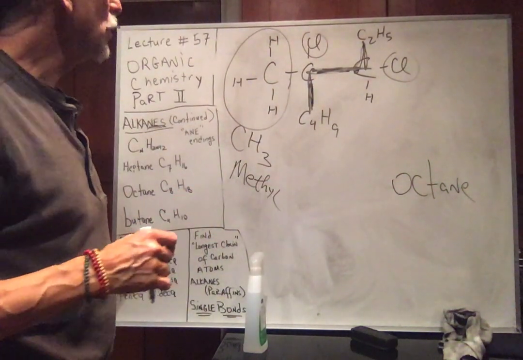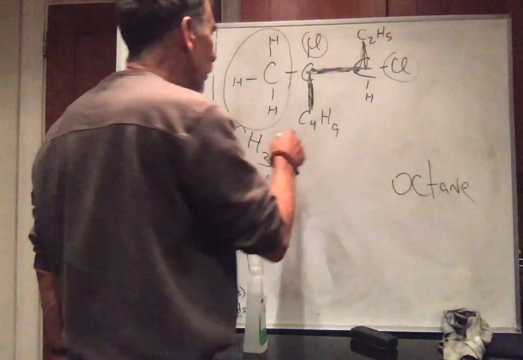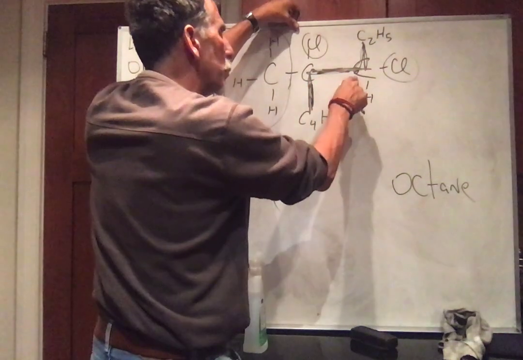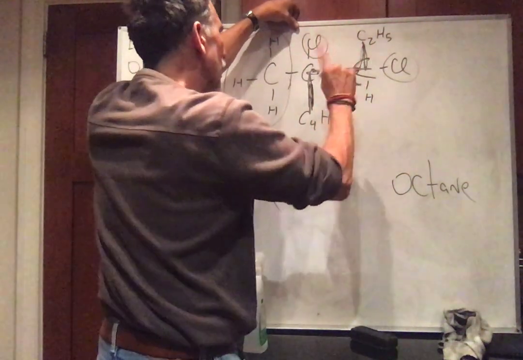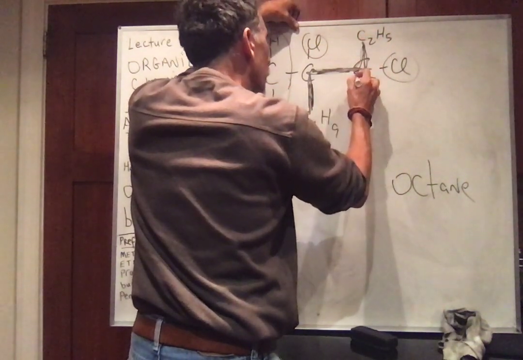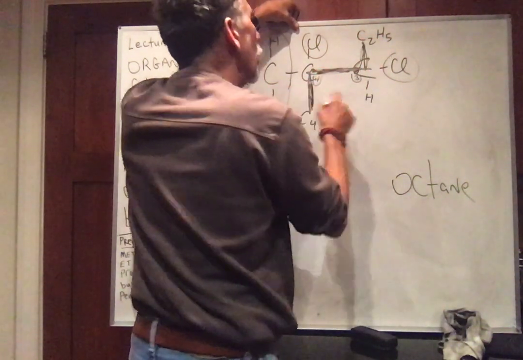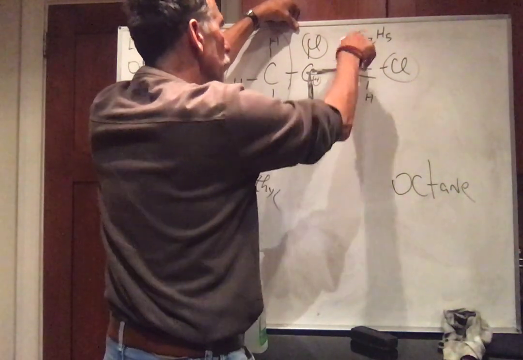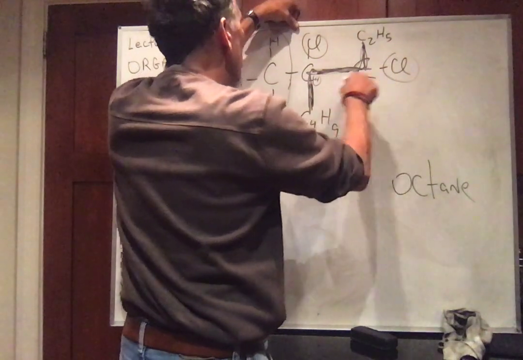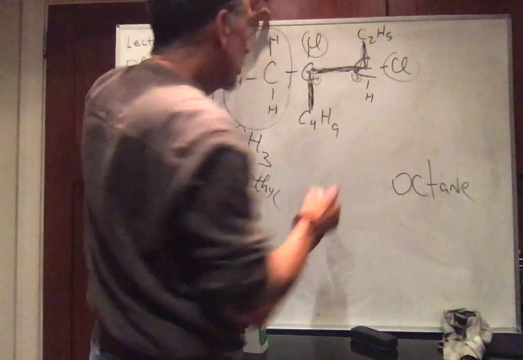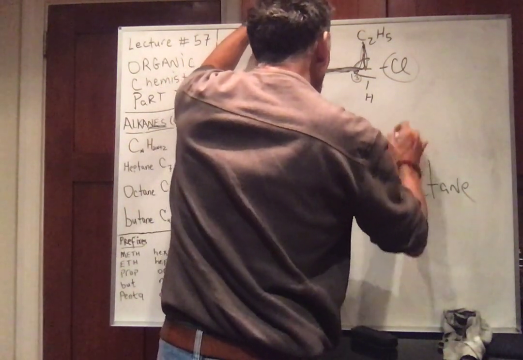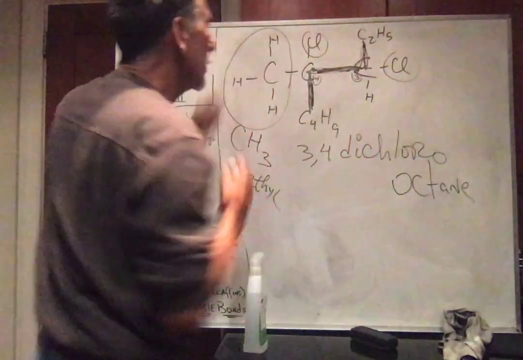So let's see, what do we have? Should I count from here? If I count from here, this would be 4, that would be carbon 5, carbon 6. I don't think so. I think I need to count from here. 1, 2, this would be carbon 3, this would be carbon 4. So on carbon 3, remember this is my chain, on carbon 3 I have chlorine, on carbon 4 I have chlorine. So I have a 3, 4 dichloro. Right? Is that it?